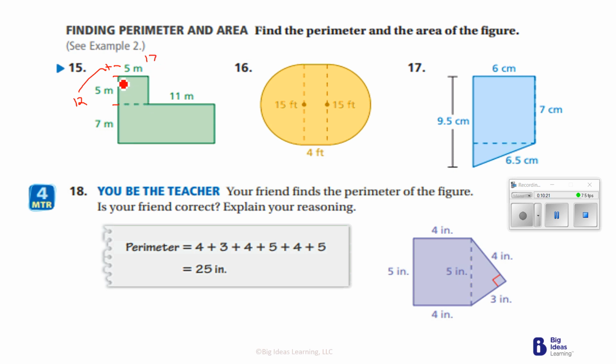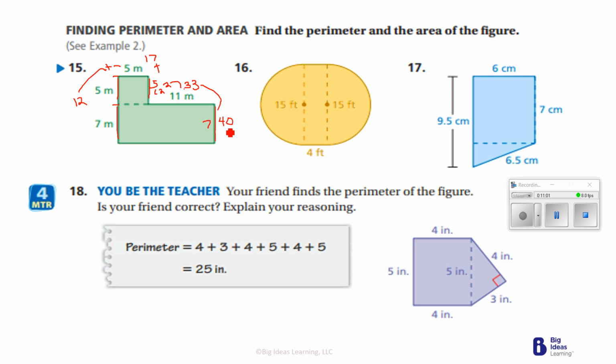And if this is 5, then this must be 5. So 17 plus 5, that's going to give me 22. Now taking 22 and adding it to 11, that's going to be 33. Now I'm adding 33 to, well, if this is 7 over here, this has to be 7 over here. So I'm adding 7, and that's going to be 40. 33 plus 7 is 40.